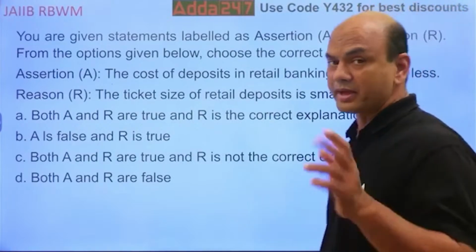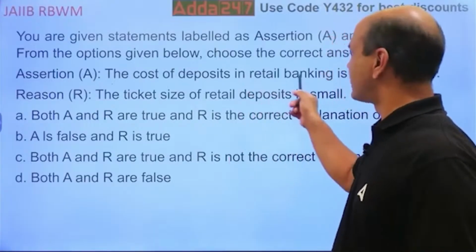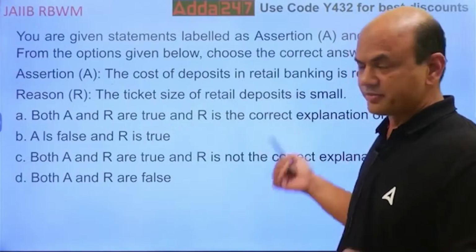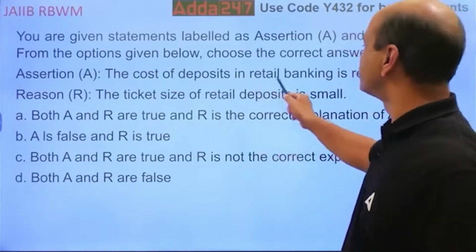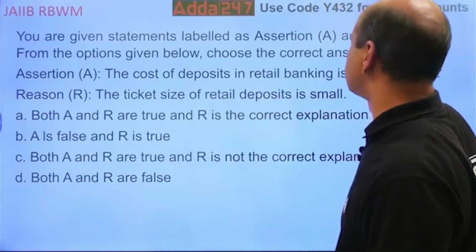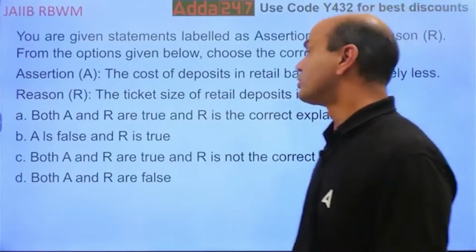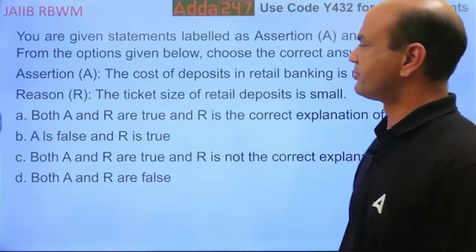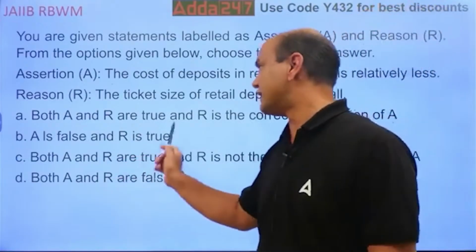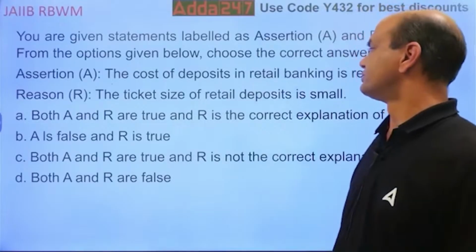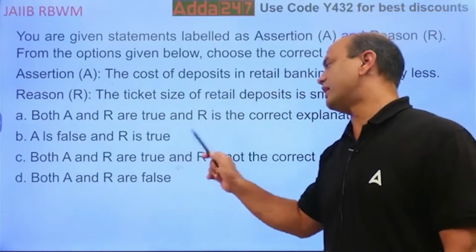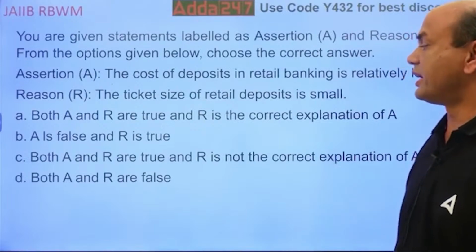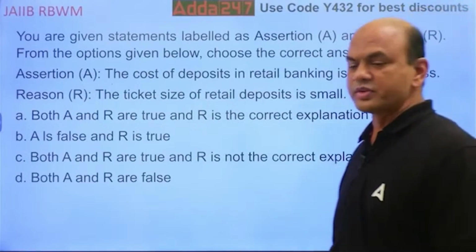So now compare these two. The statement is correct and the reason is also correct. What is it? Let's see. The cost of deposits in retail banking is relatively less. Both A and R are true, and R is the correct explanation of A. A is false, R is true. Both A and R are true, and R is not the correct explanation of A. A and R are false. So which one is correct over here?